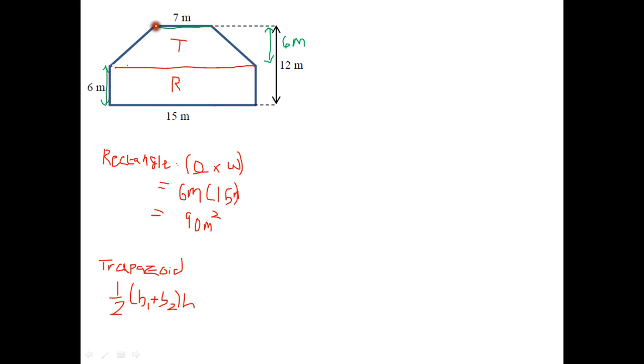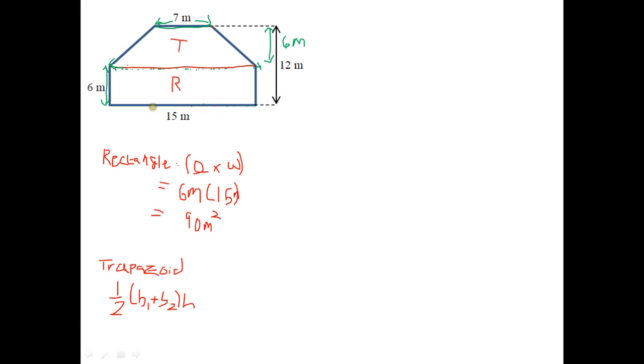Okay, this is 7 meters as it says already in the problem. The second base is right here, from right here all the way till here. So this red line that I drew to divide the trapezoid and the rectangle is also a portion of this trapezoid. And actually this line is the same as this line right here on the bottom, 15 meters. It's the same length as this line right here.